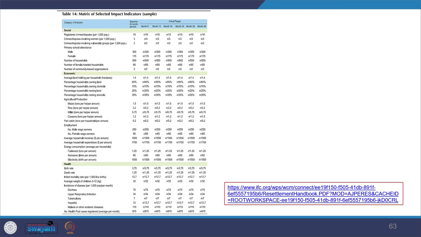Here we can see an example of a matrix of selected impact indicators by the World Bank. So how we can indicate the impacts in the form of a matrix. IFC suggests preparing a matrix of impact indicators. You can see here the category of indicators: social, economic, health, and then all kinds of parameters and indicators, like registered crime disputes involving women, crime disputes involving vulnerable groups, then the baseline, like a 6-month period study, and then what's the actual target which one wants to achieve. I've also given you the link if you wish to download this and see.